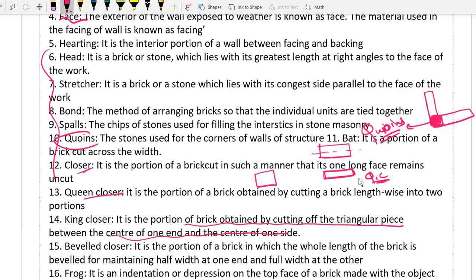Okay, so the center of one end, which one is it? Let us say this is my end, so the center is here, right, and the side is this one. The center of the side is here. So cut it off, and what you are getting is something like this. So this is your king closer.